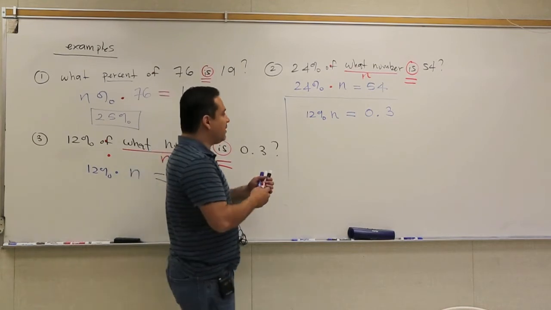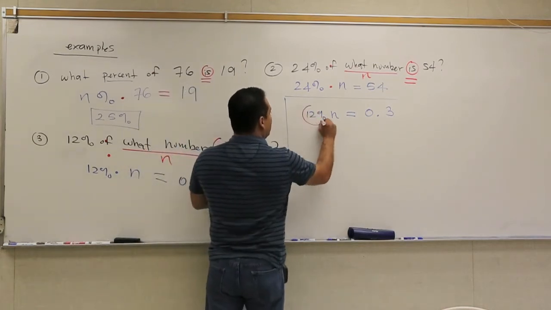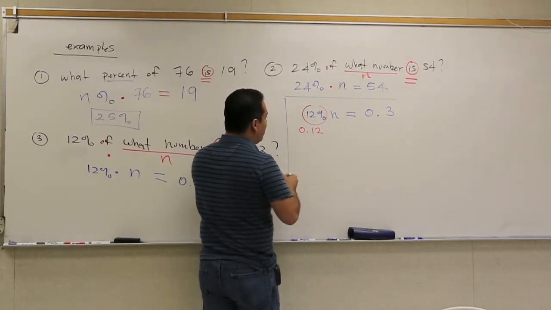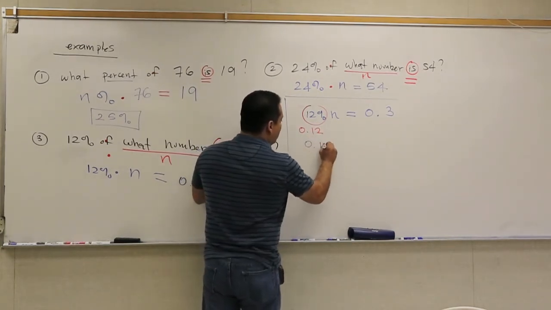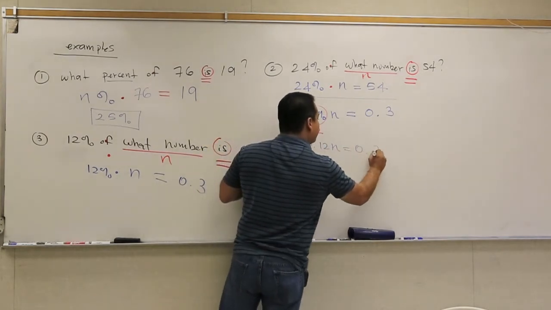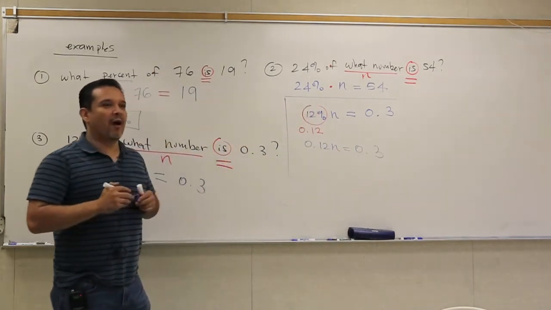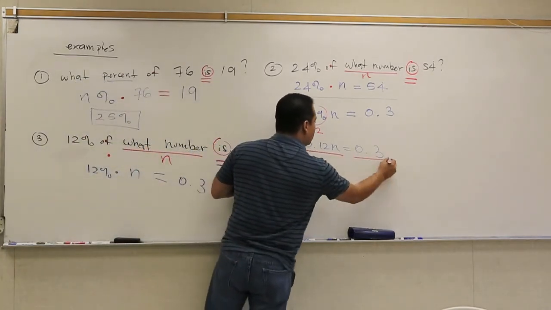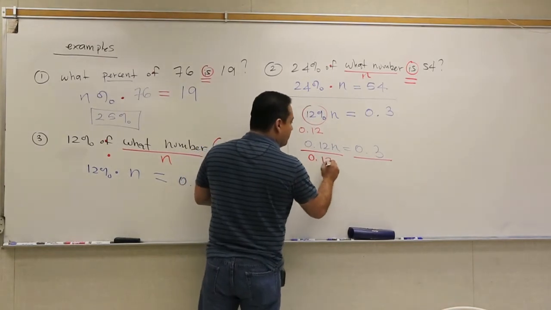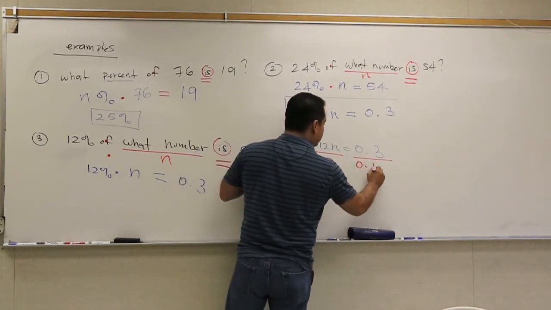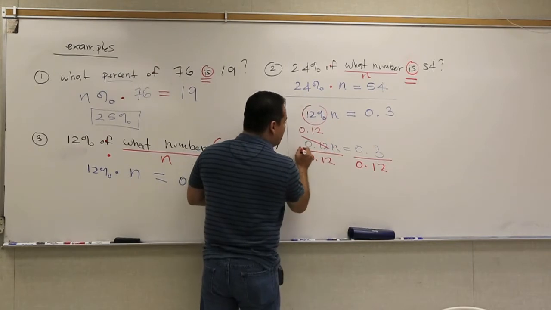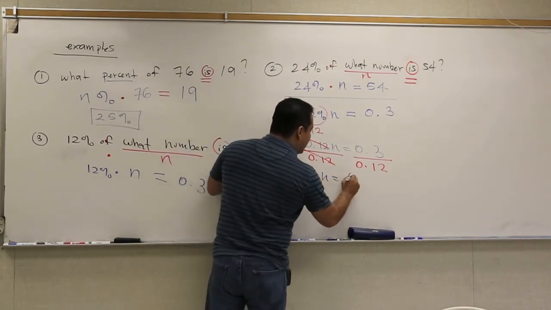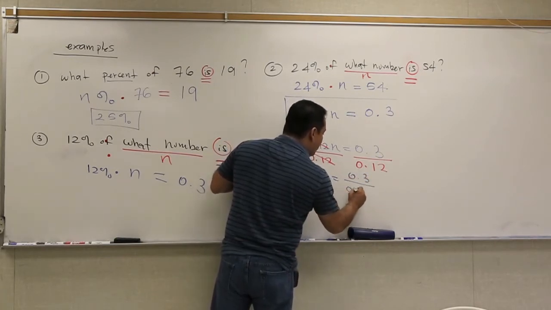Do you guys know what 12% looks like? 0.12. Good. So you're going to get 0.12n is 0.3. All right, you okay with that? And then you divide both sides by what? 0.12. Notice what happens with the 0.12. Is it gone? And what do you have left? n is 0.3 over 0.12.